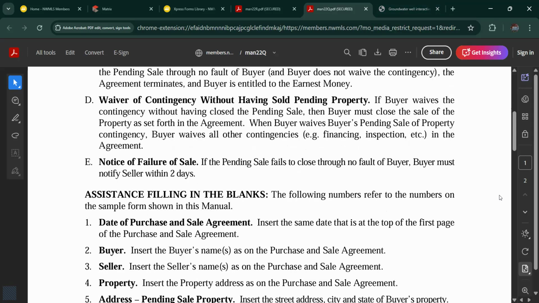Cal, you want to do D? Waiver of contingency without having sold pending property. If a buyer waives the contingency without having closed the pending sale, then buyer must close the sale of the property as set forth in the agreement. When the buyer waives buyer's pending sale of property contingency, buyer waives all other contingencies, examples, financing, inspection, etc., in the agreement.